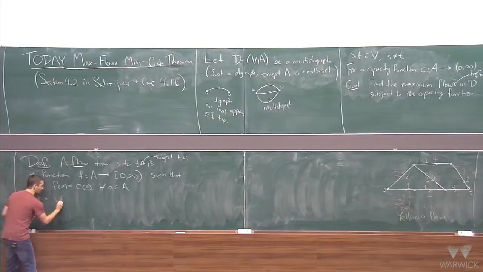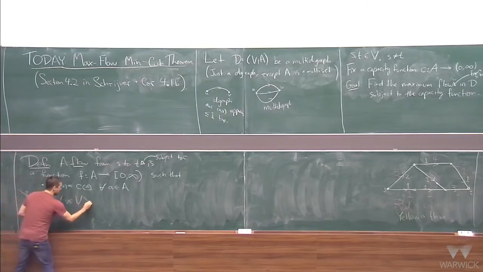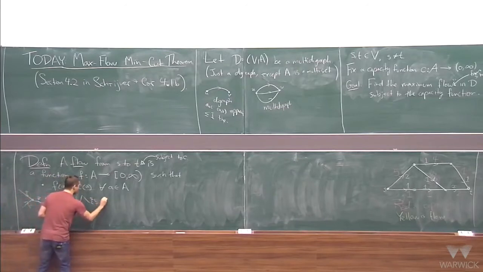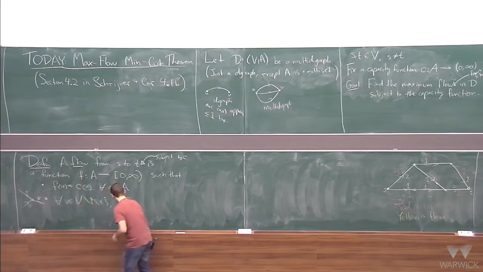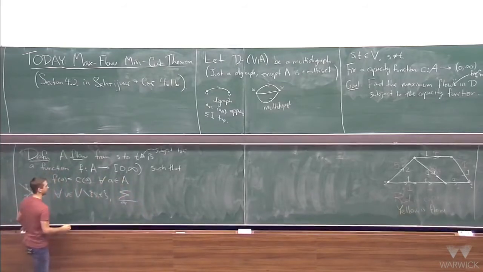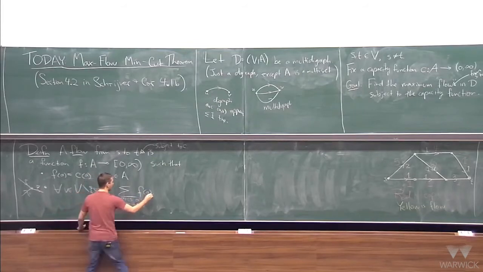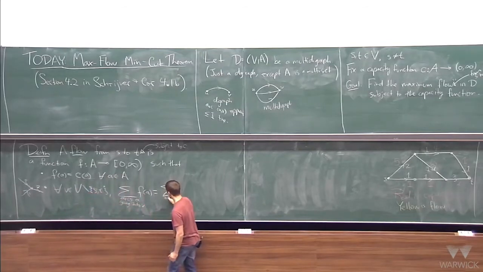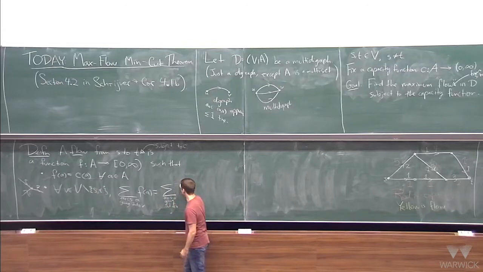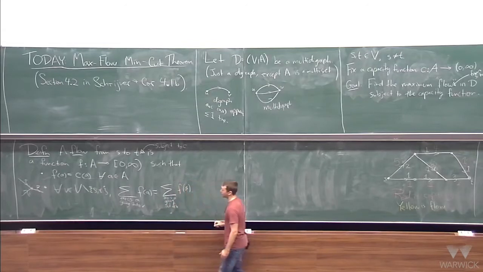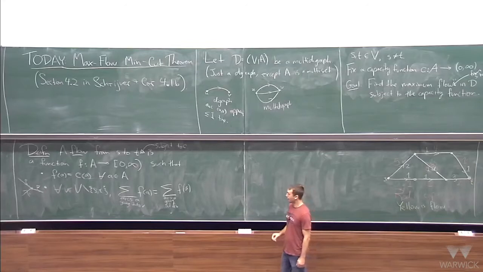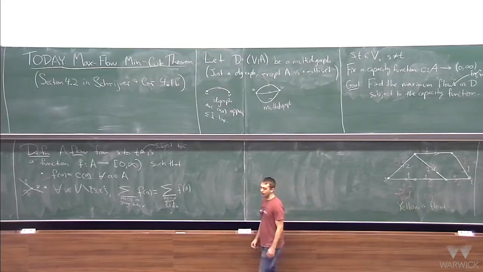So for all vertices in the vertex set except for S and T, we have this condition that the sum over arcs A going into V of f of A has to equal the sum over all arcs A going out of V. So this is probably not the most elegant notation here, but hopefully it's clear what I mean by f of A.